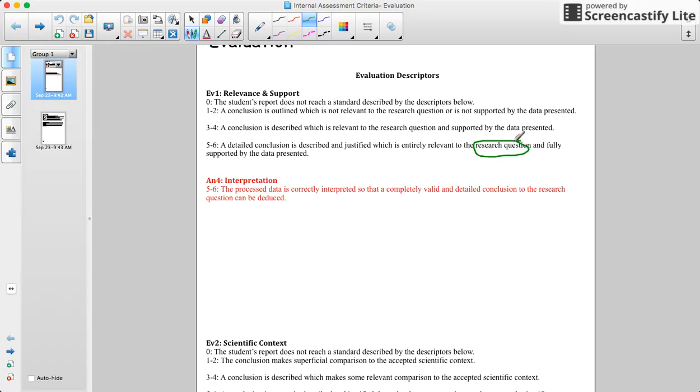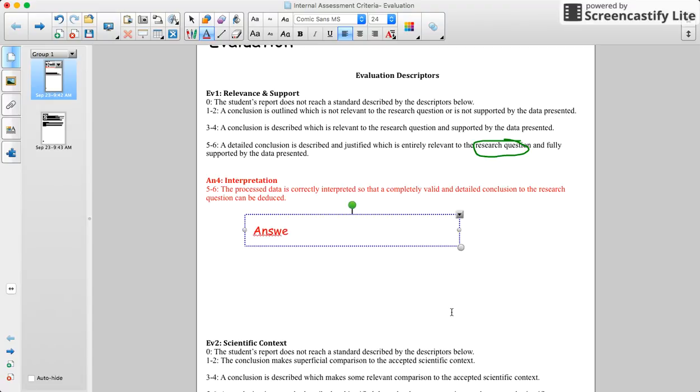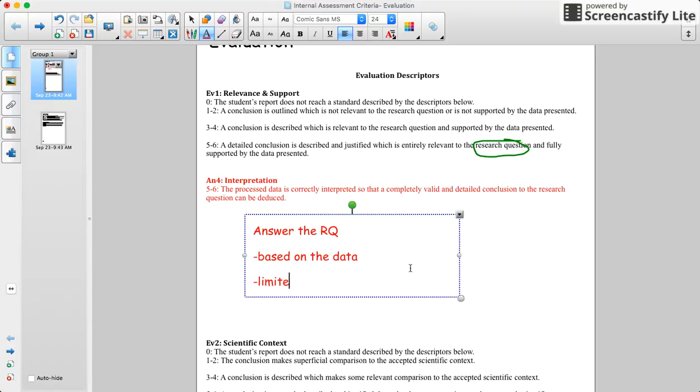So to me, I focus on here that you should be answering the research question. So if your question was, how will X affect Y, you better come up with an answer of, based on your data, how does X affect Y? So it should always be based on the data. Don't be afraid to give a limited conclusion. Make a statement about confidence here.